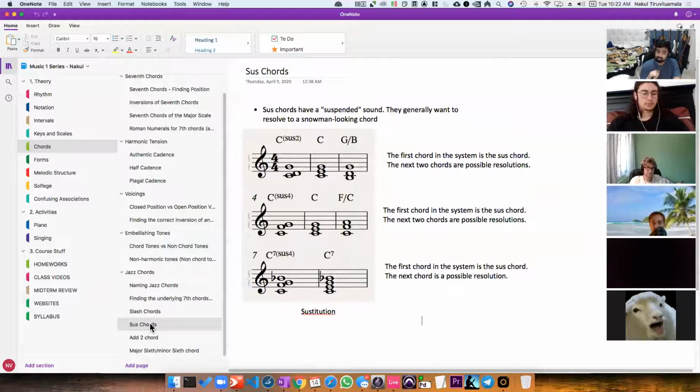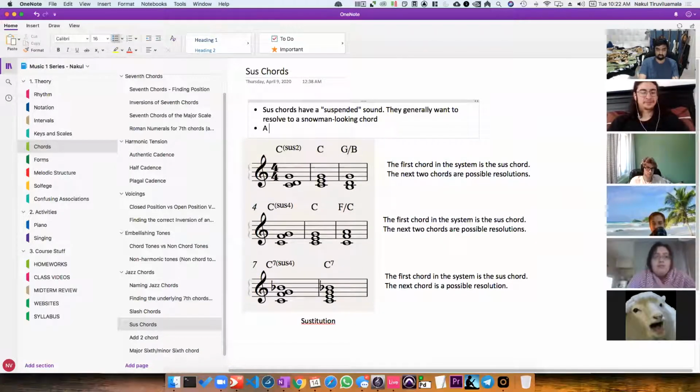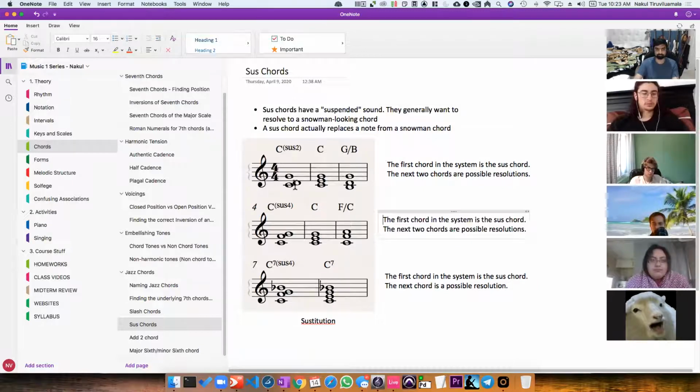sus4. By definition, a sus chord has a suspended sound. They generally want to resolve to a snowman-looking chord, but there's another detail I want to say. A sus chord actually replaces a note from a snowman chord. I guess I could say it substitutes a note from a snowman chord.